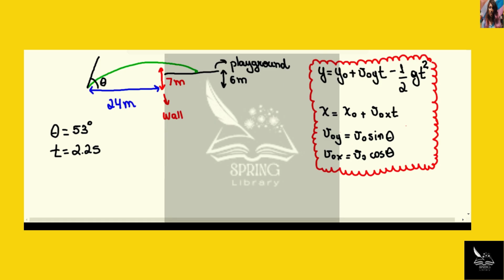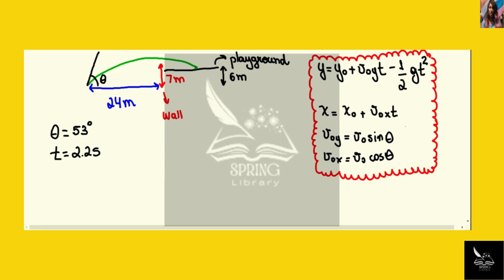In this exercise, we have a ball that's kicked towards the playground of a school, and the playground is located on the roof. The playground is protected by a wall that's 7 meters tall and is located 24 meters away horizontally from the place where the ball was kicked. The playground itself is located 1 meter below the wall, so 6 meters above the ground.